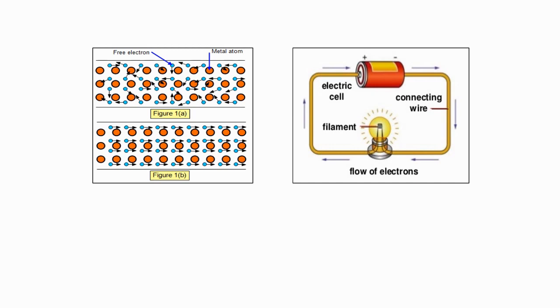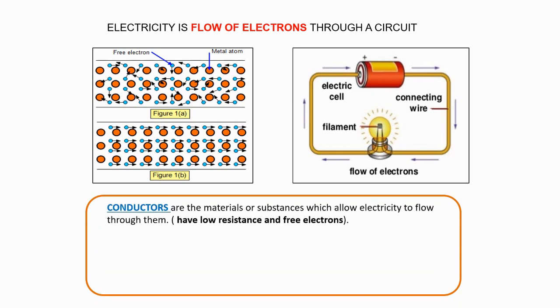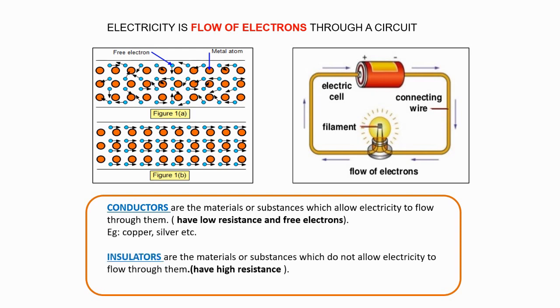We saw that a conductor has free electrons, and because of that electricity is produced. So conductors are nothing but the materials which allow electricity to flow through them. They do so because they have low resistance and free electrons. What do we understand by this term resistance? It means that the conductor doesn't resist or obstruct the flow of electricity through it. And examples of conductors are copper and silver.